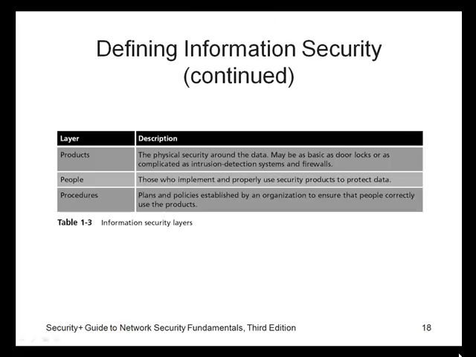I say products, physical security around the data may be as basic as door locks, and there are lots of different things, intrusion detection. We have door locks, alarms, motion detectors, cameras, security cameras. The security cameras weren't put in to spy on people. They were put in for security, obviously, to see what happens. And they have been used a couple of times for things that have happened that probably shouldn't have happened.